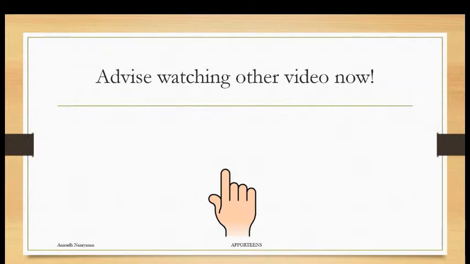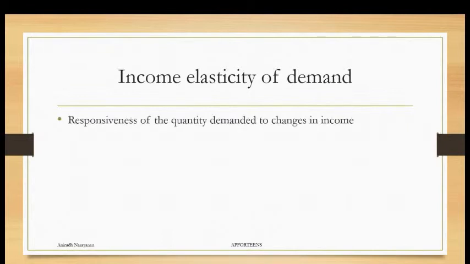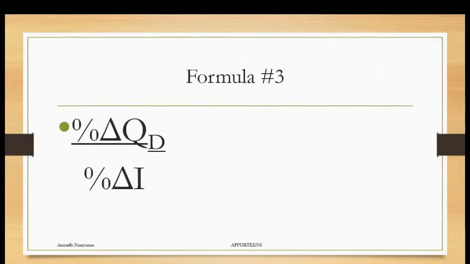Now our next type of elasticity is income elasticity of demand. This measures the responsiveness of the quantity demanded to the change in income. Are you ready for a shock? There's a formula. What? You're crazy. Yep, there's a formula. Now this formula is the percent change in quantity demanded divided by the percent change in income.